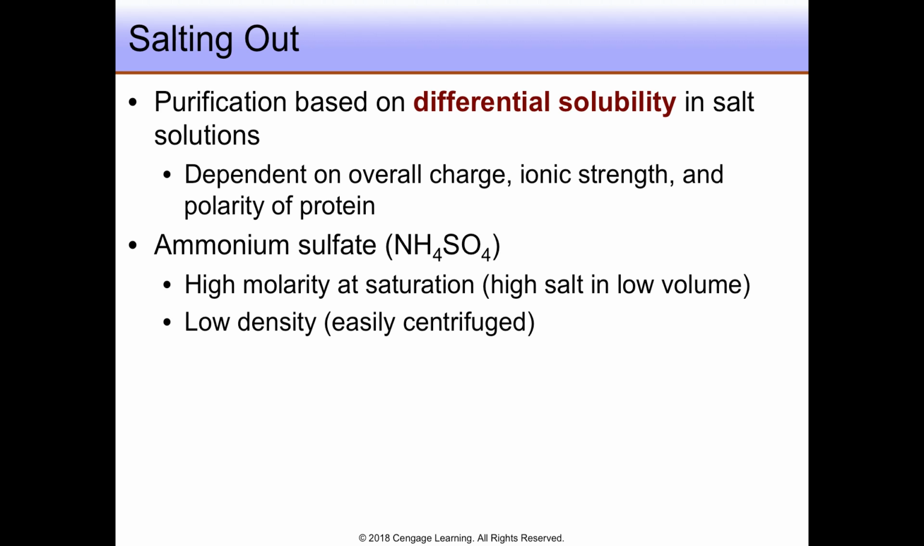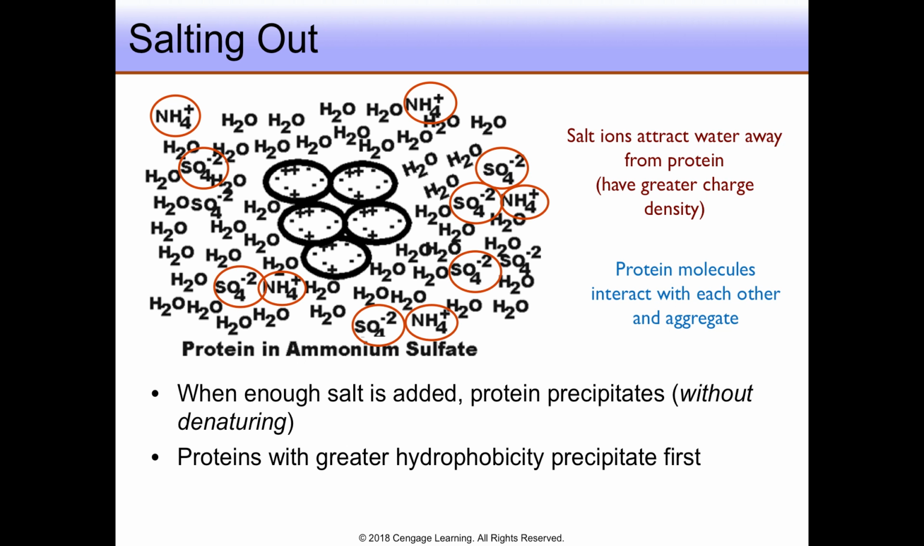This is an important consideration for centrifugation and also means that we can add a large amount of salt in a small volume of solution. This is important so that we don't overly dilute our sample. That makes the purification more difficult. The presence of the salt ions draws water molecules from the solvation sphere that surrounds the proteins, as illustrated here. This causes proteins to aggregate and precipitate out of solution, but without denaturing them.